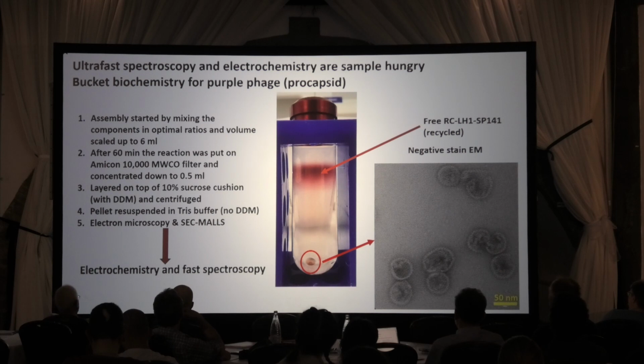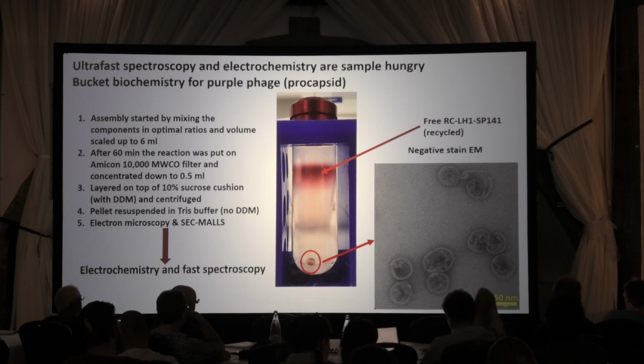You can see here the purple spin reaction centers; the main contaminant is the excess of this. So we layer on the cushion and we get purple phage here. Phage to prohead, so that's the color there. Even without further purification, they look reasonably good for what we want to do, and we get enough of it. So now the electrochemistry and fast spectroscopy are being done.